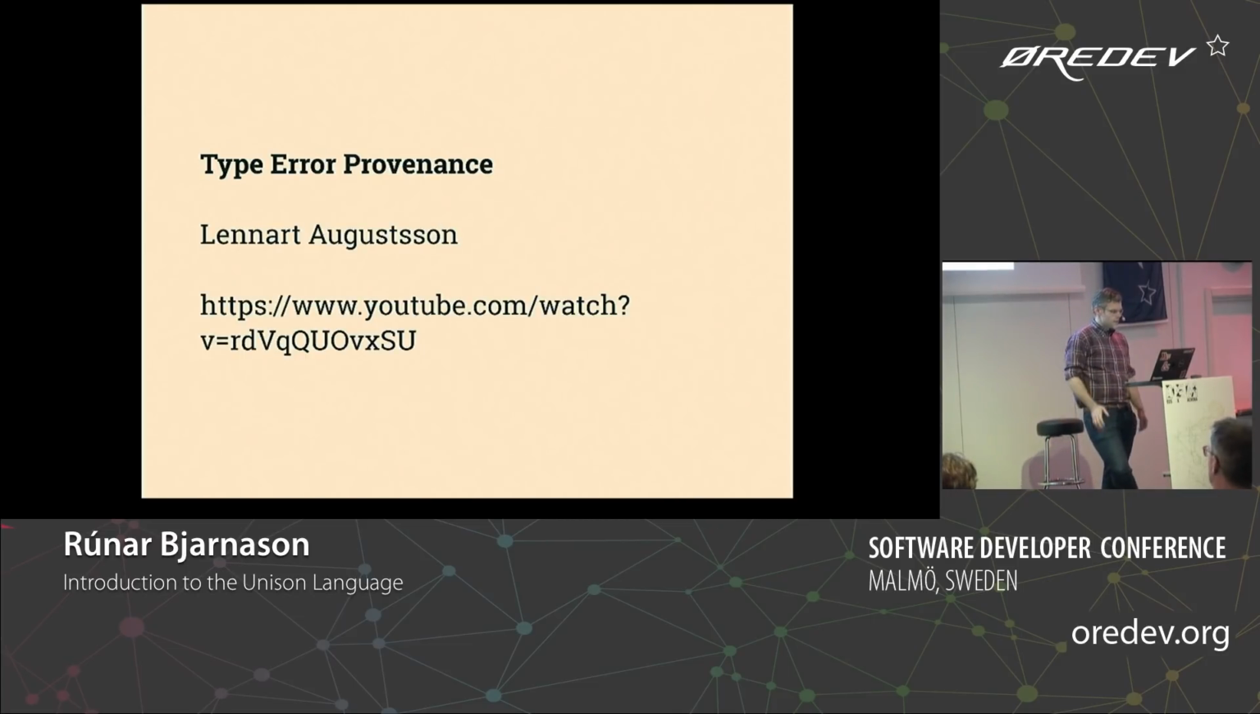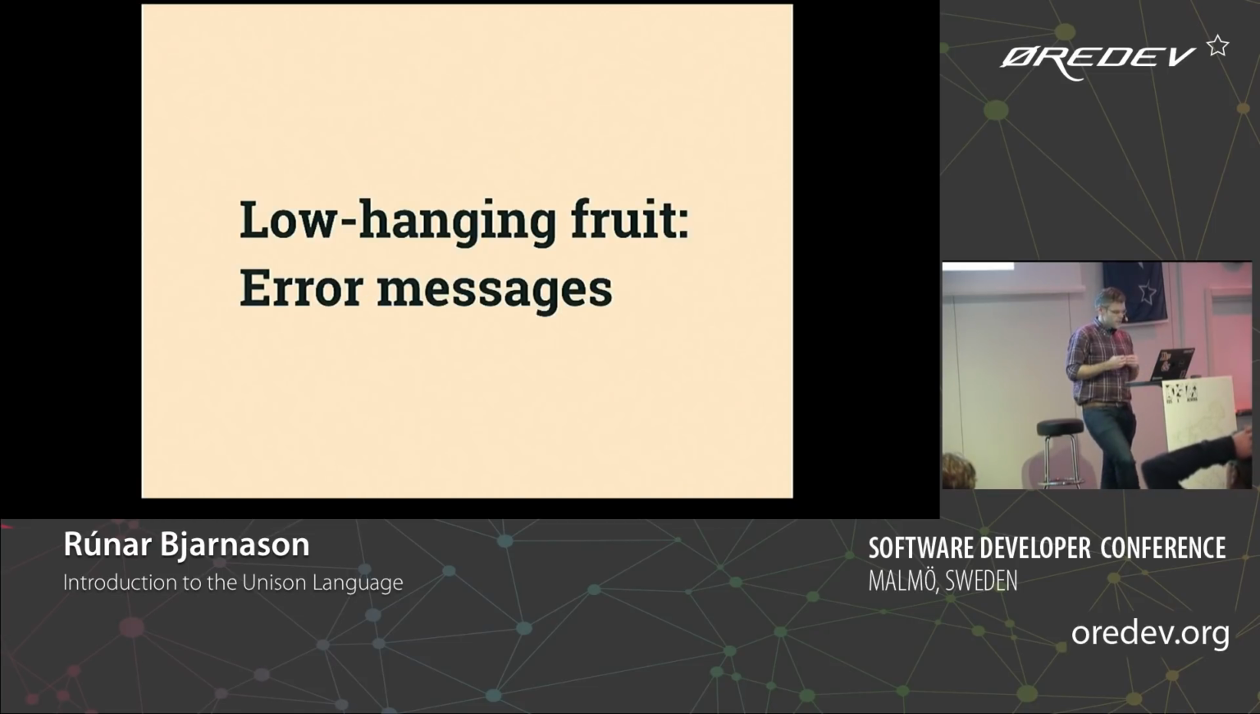We also have harvested the idea of type error provenance from a talk by Leonardo Augustin. This lets us tell the programmer where a type error originally came from, which is kind of cool. I'm going to show you that here in a bit. This actually lets us give really good error messages, at least in theory.